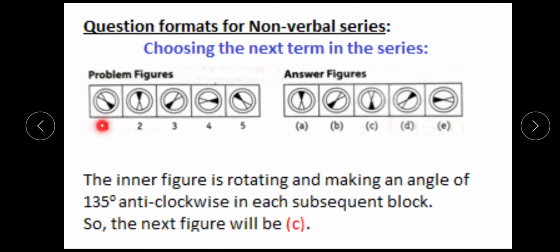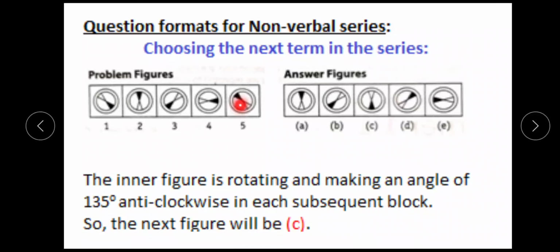If we recognize these problem figures, we can see that in the first box this figure is rotating by 135 degrees in the anti-clockwise direction. If we rotate this figure in the anti-clockwise direction at an angle of 135 degrees, it will look like this. If again we rotate this figure by 135 degrees in the anti-clockwise direction, again we can see this figure turn into this figure. Again it is rotating by 135 degrees, again it is rotating by 135 degrees.